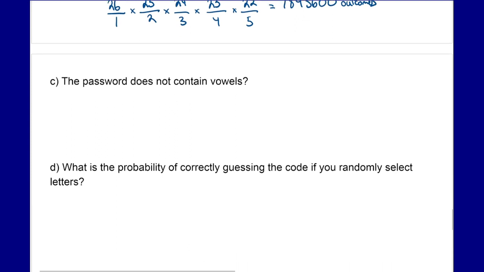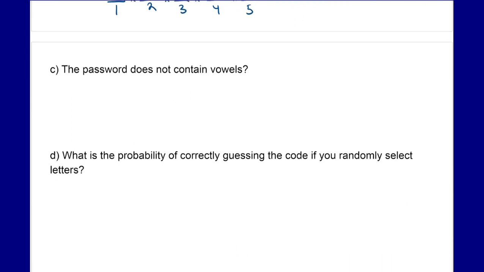Second lastly, the password does not contain vowels. For our argument, A, E, I, O, U, in any question, I would assume that those are the 5 vowels we're using. We're not going to do the sometimes Y. So we're not using those letters in our password. Again, I'm going back to the 5 slots for our password. If I don't have any vowels, that means I have 21 possible outcomes.